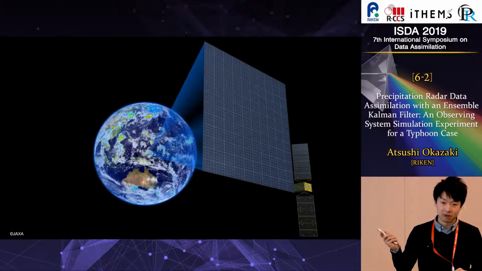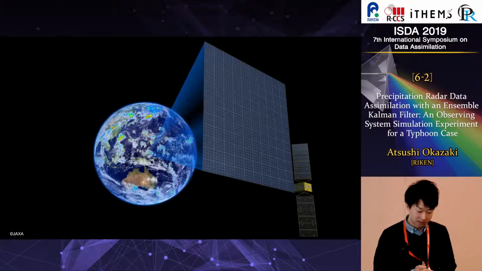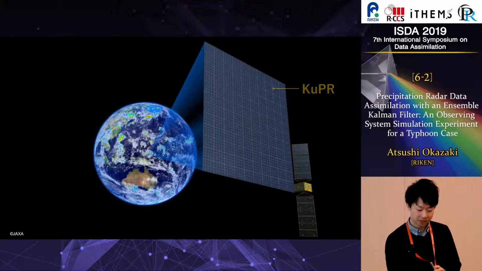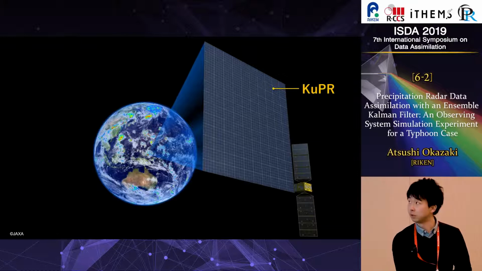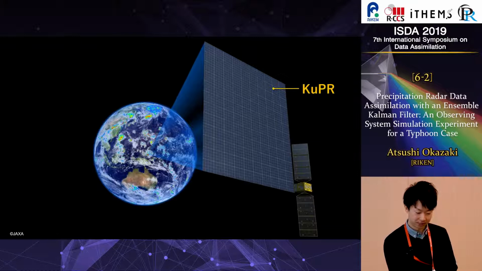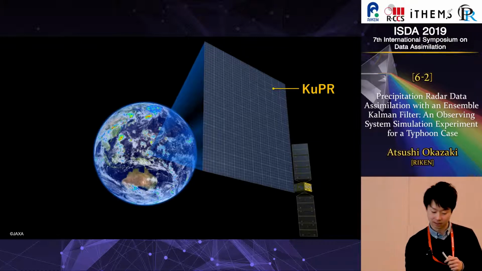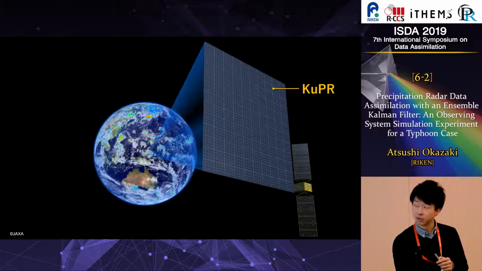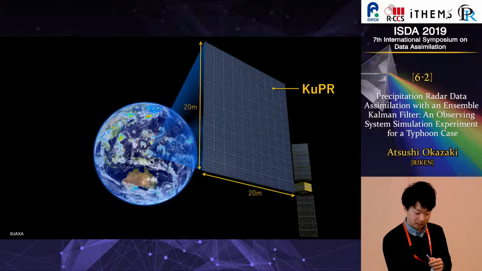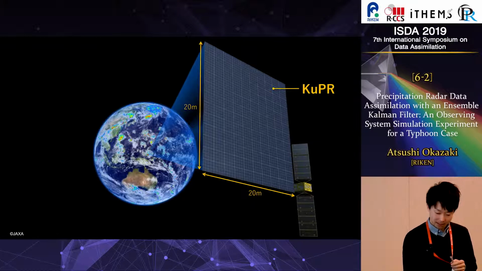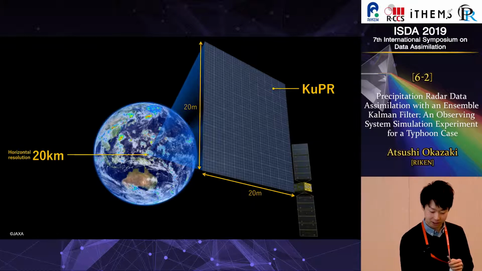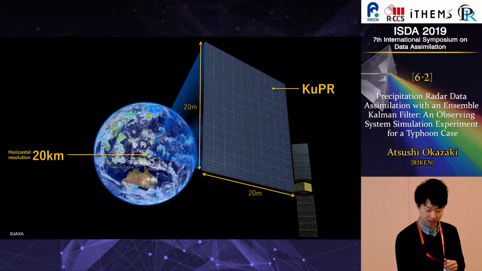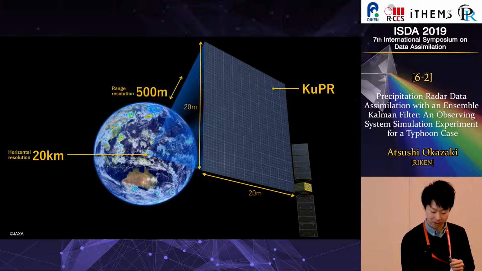So this is the image of GPR. The GPR consists of a Ku band precipitation radar with active phased array elements functioning. The horizontal resolution of the radar beam is limited by antenna size. JAXA now estimates that a 20 meter by 20 meter antenna is the maximal size, and this size of antenna achieves 20-kilometer resolution at the nadir and 500-meter range resolution.